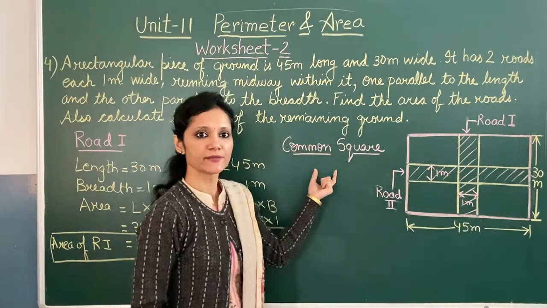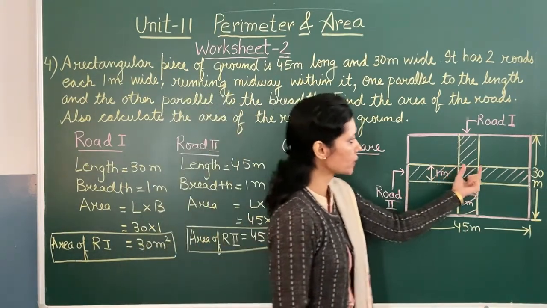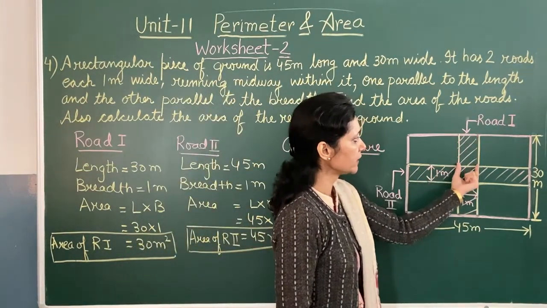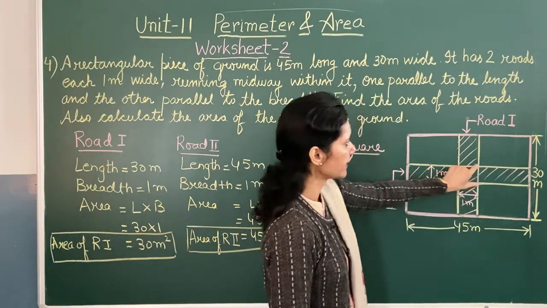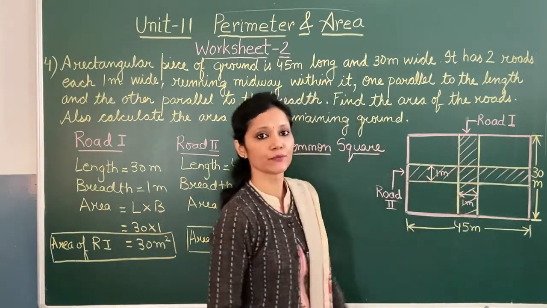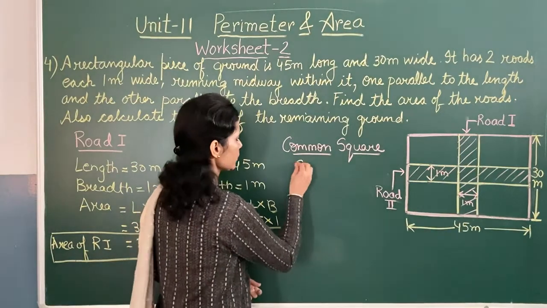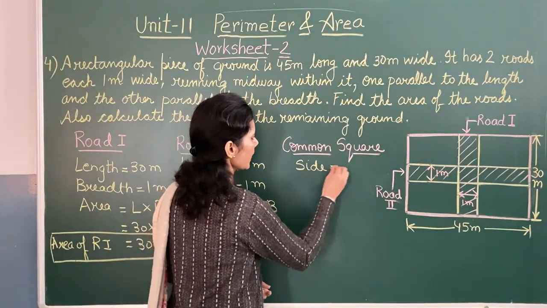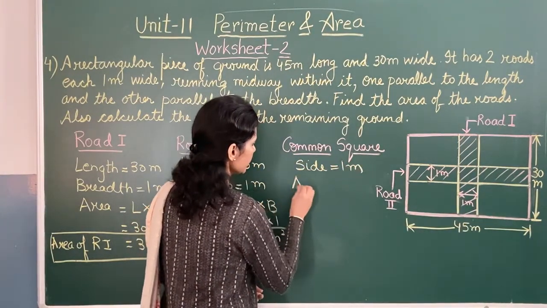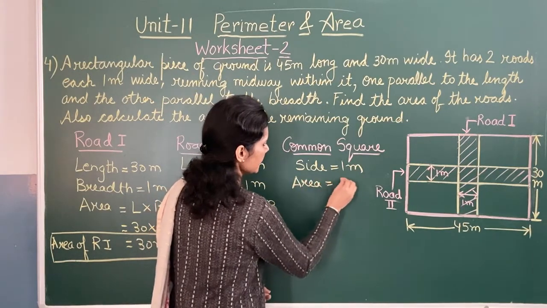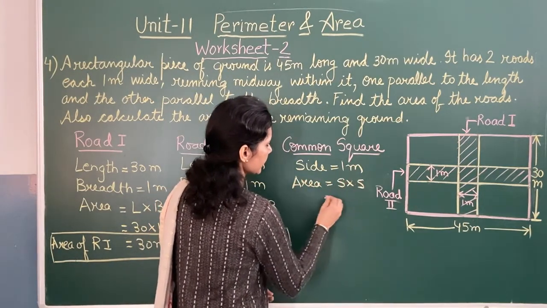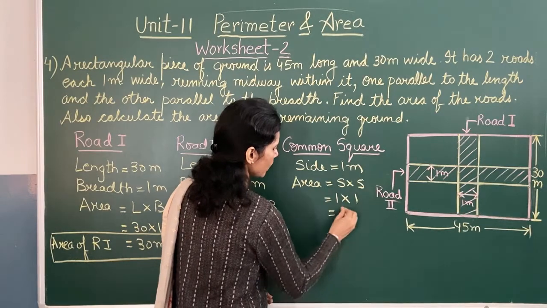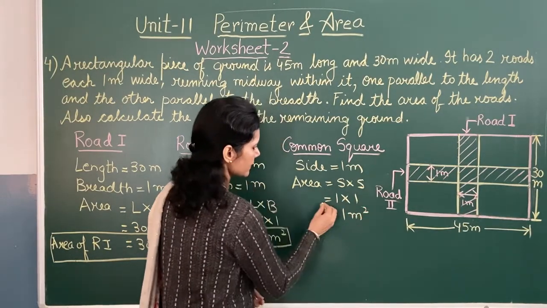So next we'll find out the area of this common square. As you can see, the width is 1 meter and here also the width is 1 meter. That means the side of the square is 1 meter. So side is 1 meter. So area is equal to side multiplied by side, that is 1 multiplied by 1 square meters.